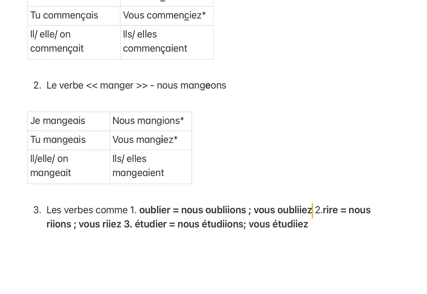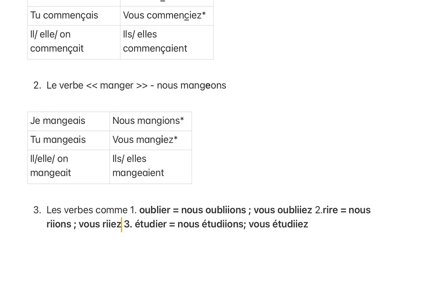The second verb is rire, which means to laugh. So in the nous form, there will be double I, nous rions. Similarly, for the vous form, vous riez.